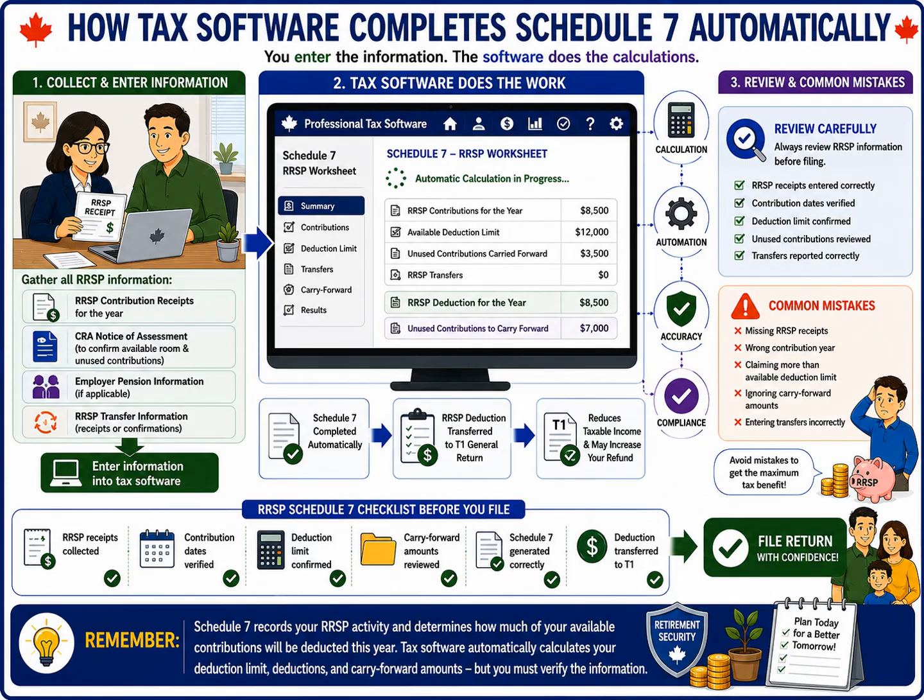Because RRSP deductions reduce taxable income, they often lower the amount of income tax payable and may increase the taxpayer's refund. Although the software performs all of the mathematical calculations automatically, it cannot determine whether the information entered is correct. That responsibility belongs to the tax preparer.